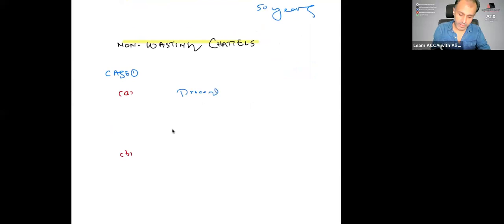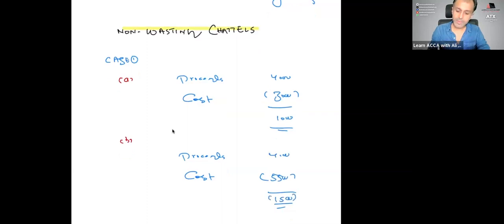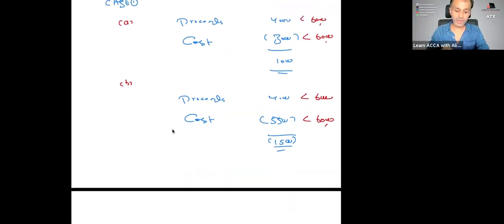In case one, what makes an example an example of case one, first of all? When the proceeds and the cost both fall short of 6,000. See, it's less than 6,000, proceeds and the cost both. And when this is the case, you are into case one. That's the definition of case one. Then you may have a gain, you may have a loss.